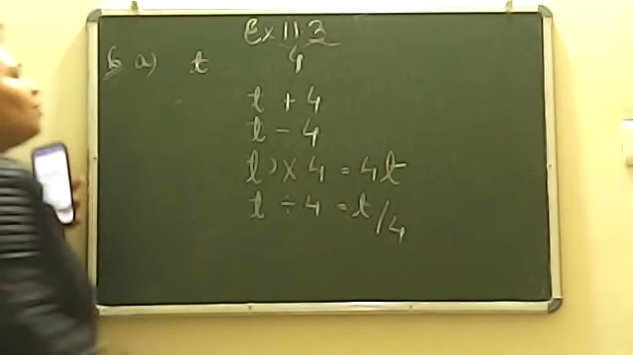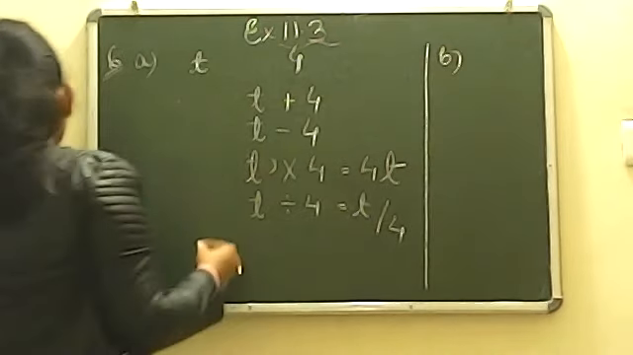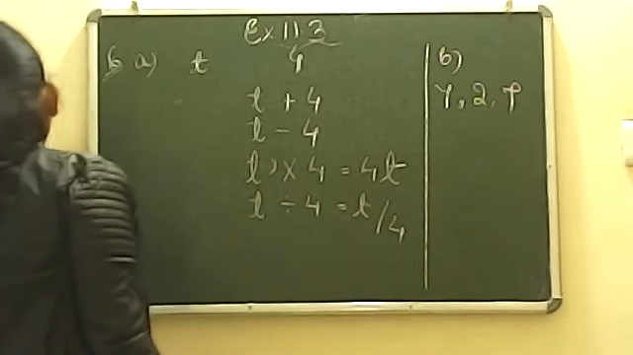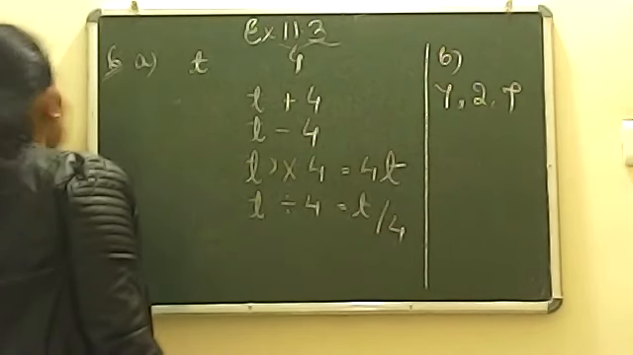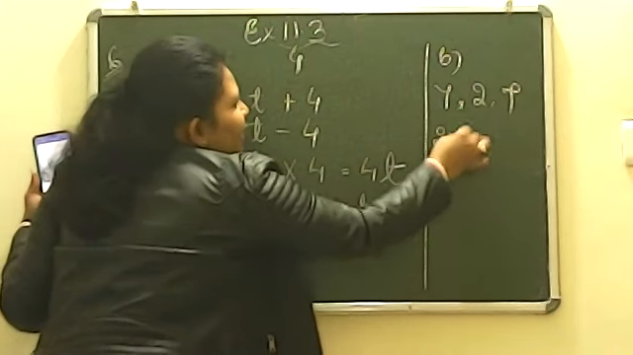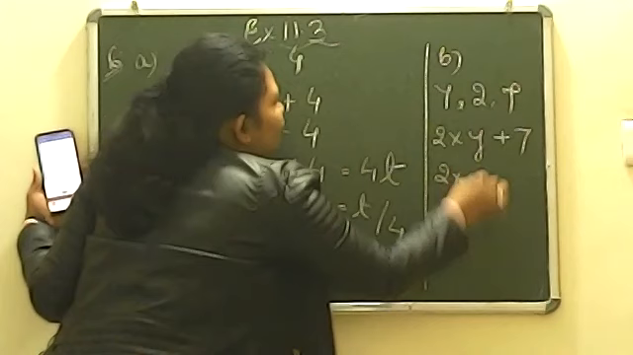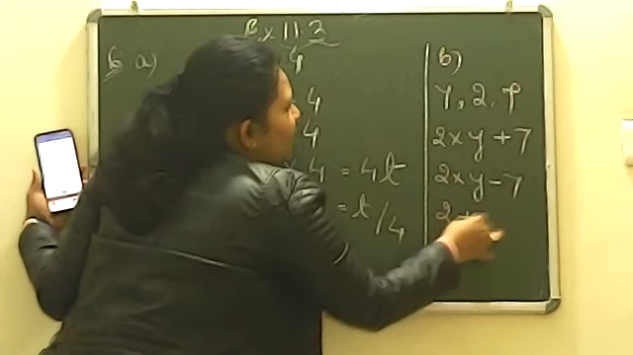Now question number B. In question number B, we have to use y, 2 and 7, and here again we have to use one operation at a time. Okay, so you can simply take it as 2 into y plus 7, 2 into y minus 7. You can take 2 plus 7y, 2 minus 7y. So you can make so many expressions by using operations and you can make many expressions by using these three terms y, 2 and 7. So this is all completed now.